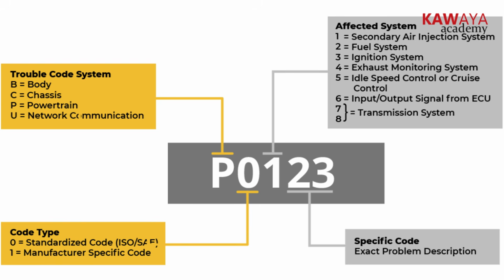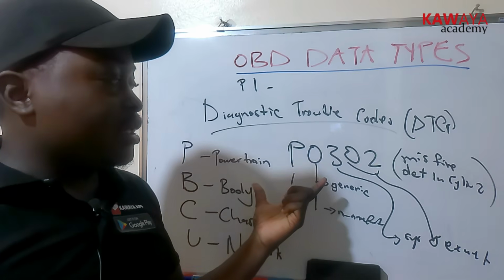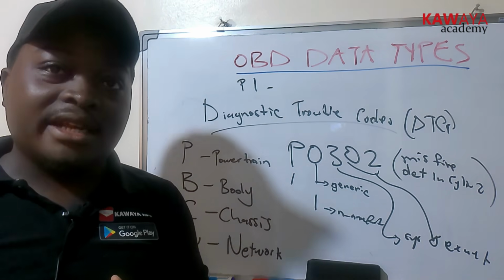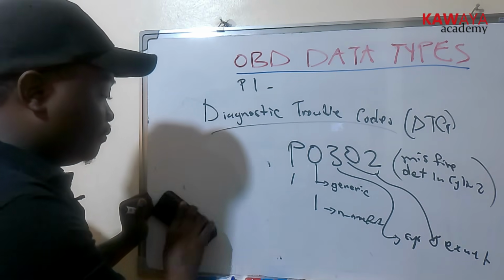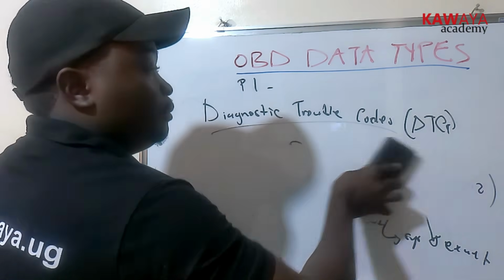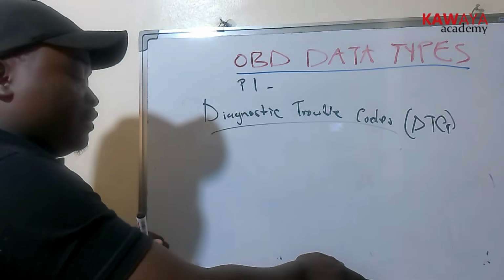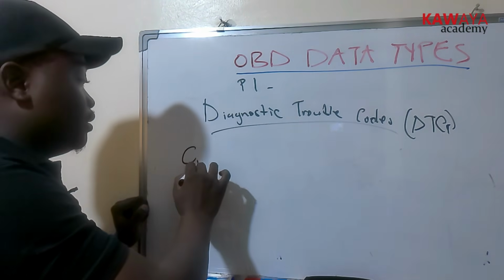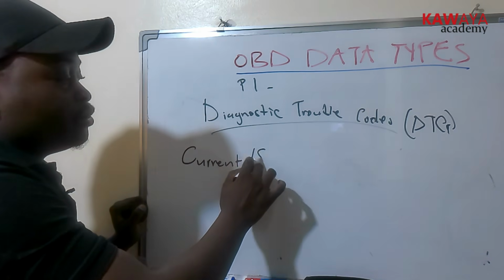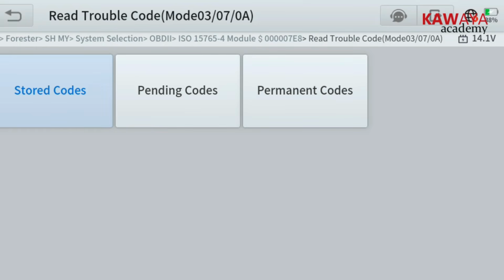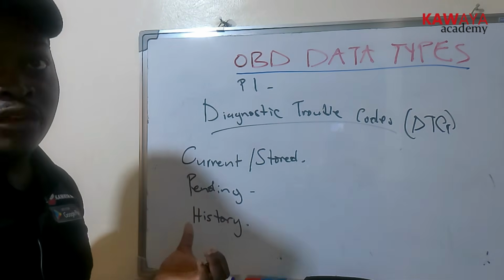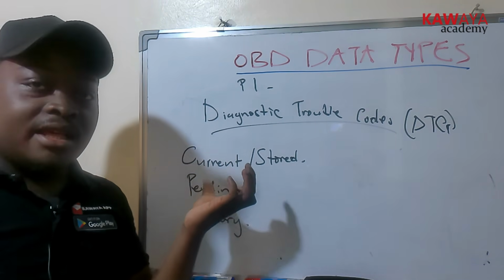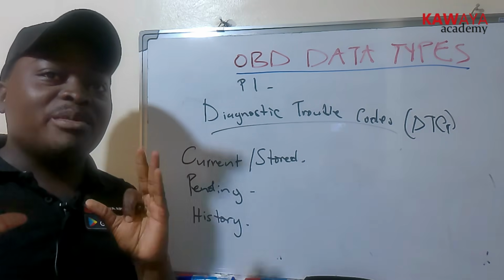Okay, so I want to also talk about the types of diagnostic trouble codes. We can have current codes, or you may call them stored. You may have pending codes, and we also have history codes. So what do these all mean? If you see any current or stored codes, these represent a current issue that is happening within the car.